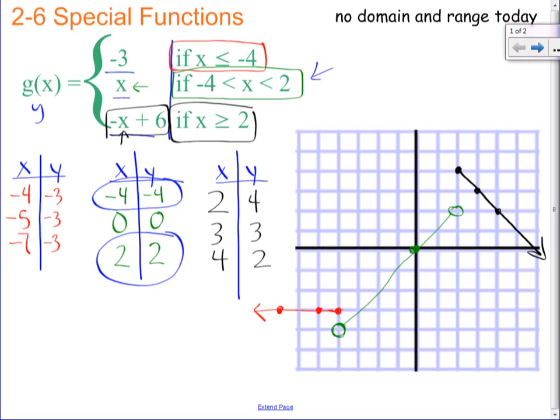So all you're doing today is graphing. We're going to use these graphs that you make in your homework in the notes tomorrow. So, questions on this graph? You always do your tables so that you know where to plot the points, and then you just have to worry about whether they're open or closed circles.